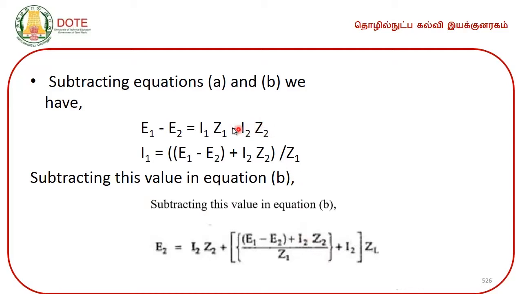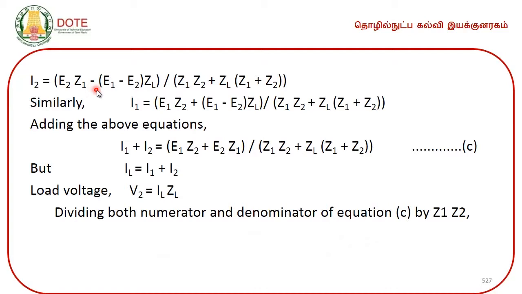Now, subtracting equations A and B, we get E1 minus E2 is equal to I1 Z1 minus I2 Z2. So, I1 is equal to E1 minus E2 plus I2 Z2 divided by Z1. Substituting this value in equation B, we have E2 is equal to I2 Z2 plus E1 minus E2 plus I2 Z2 divided by Z1 plus I2, whole bracket into ZL. So, I2 is equal to E2 Z1 minus E1 minus E2 by ZL, divided by Z1 Z2 plus ZL into Z1 plus Z2. Similarly, we can find the I1 value in terms of E1 and E2. So, it is E1 Z2 plus E1 minus E2 by ZL, whole divided by Z1 Z2 plus ZL into Z1 plus Z2.